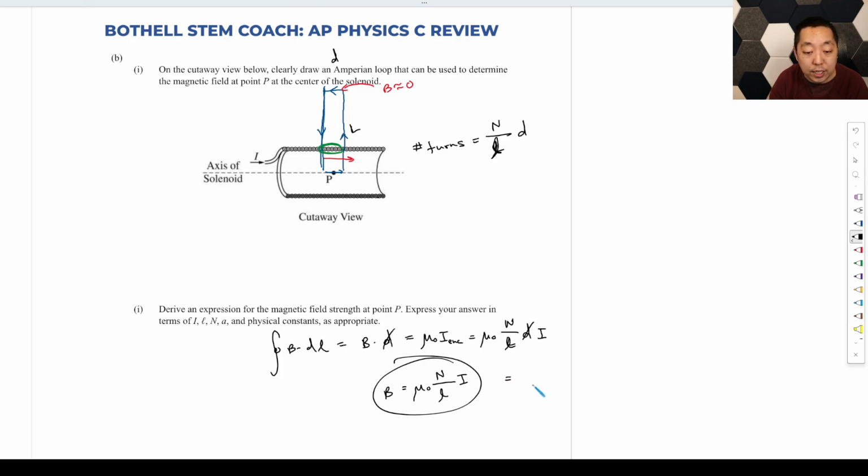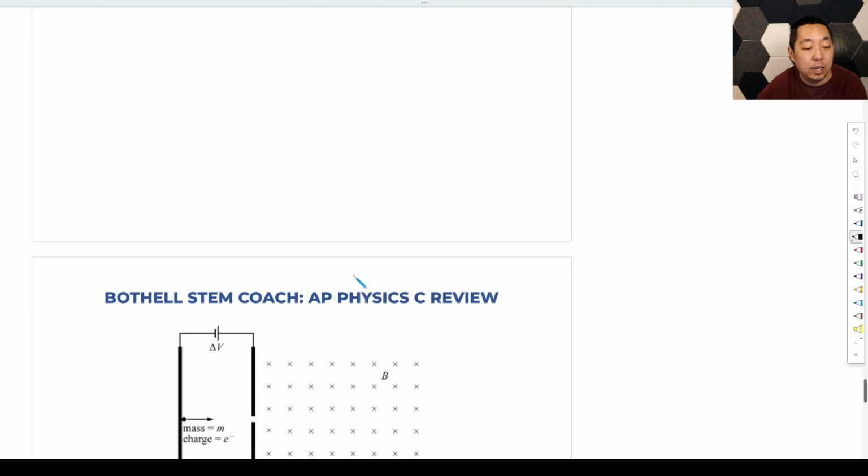And this you'll recognize, if you look in your formula sheet, as the solenoid formula. It's mu naught n times I, but this n is the density, the number of turns per length. So they call this thing little n. So that's how you derive it from Ampere's law.